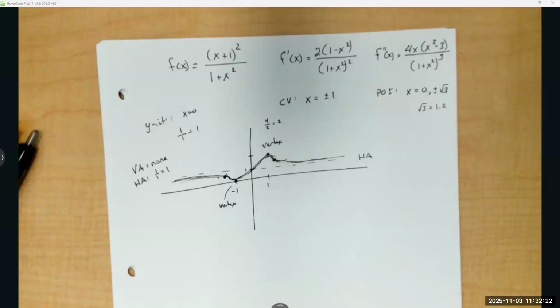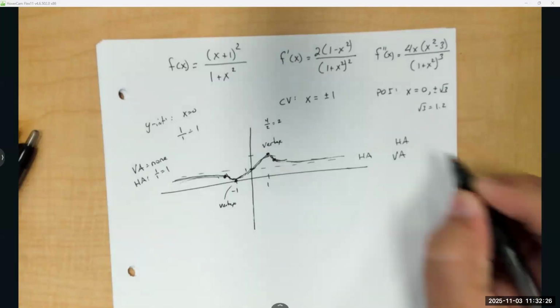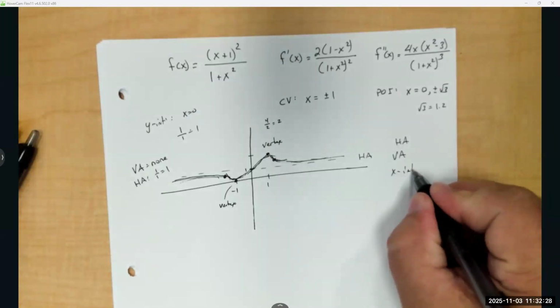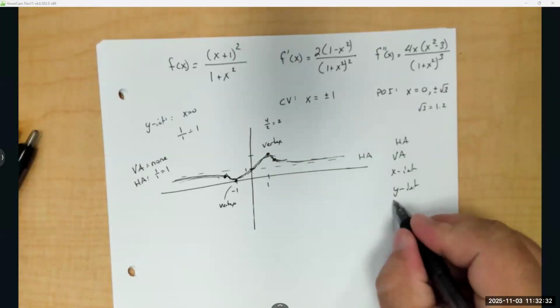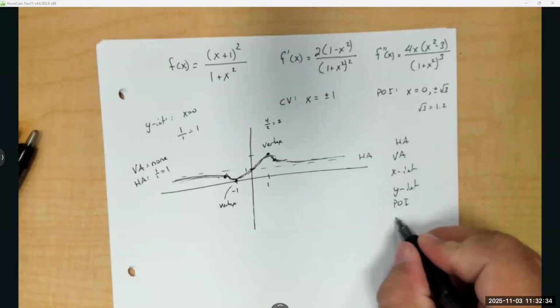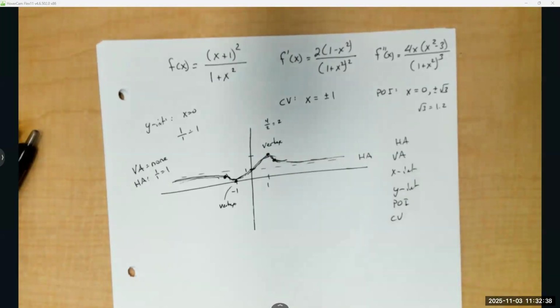Because you have to know whenever you graph polynomials, the horizontal asymptote, the vertical asymptote, the x-intercepts, the y-intercepts, the point of inflection, the critical values. We have to know all of these, because they will give us a rough draft of where the shape of the graph is.